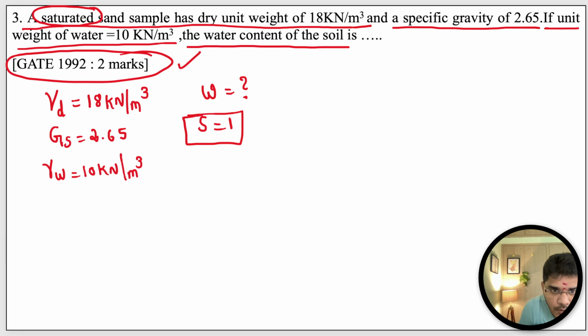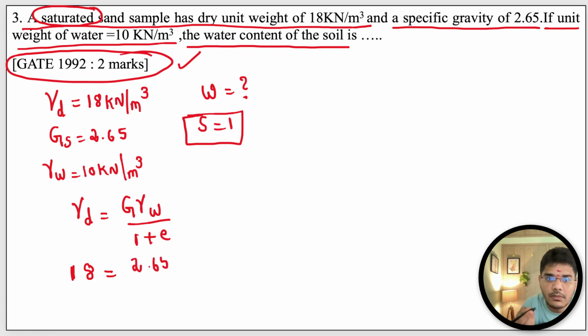So first let us write the formula. Gamma d is equal to G gamma w by 1 plus e. Gamma d he has given 18, G we know 2.65 into gamma w also he has given, that is 10, divided by 1 plus e. First calculate e: 2.65 into 10 divided by 18 minus 1. So e is coming out to be 0.472.